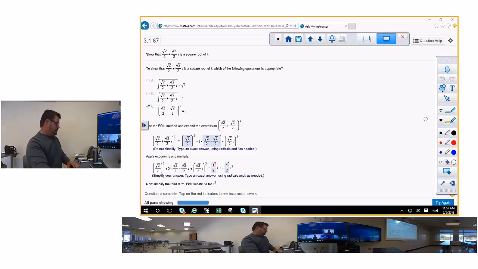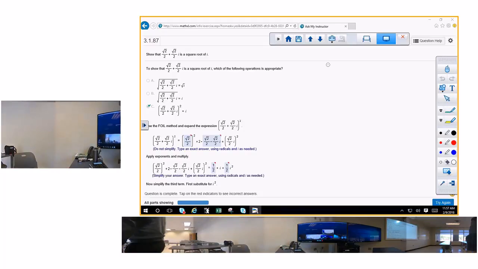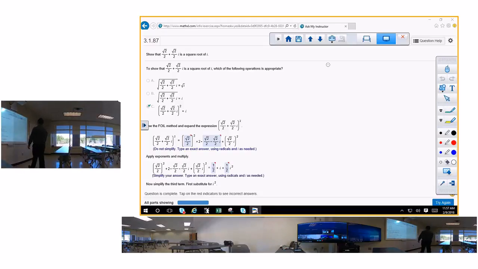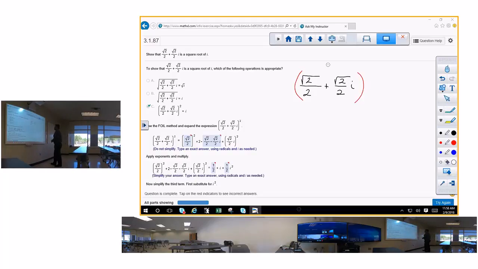Anyway, since it's asking for the square root, we'll assume we're going to square it, because the opposite of the square root is the square. They're asking if it's a square root. So we'll square the square root of 2 over 2 plus the square root of 2 over 2i, which is the problem that's given. The reason we square it is, what's the square root of 4? 2. So you're seeing it as the square root of it, and that's why you do the opposite.